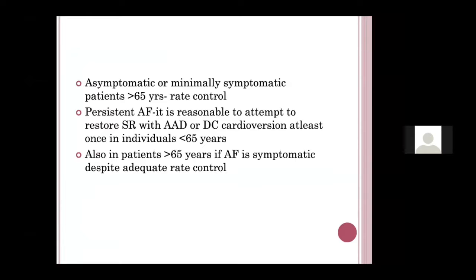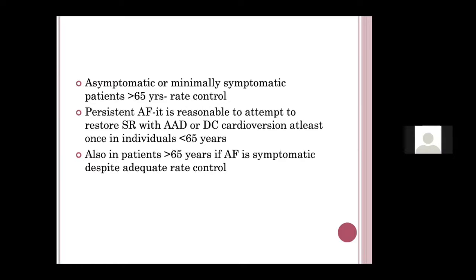Now, which group of patients, what is better? If an asymptomatic or minimally symptomatic patient is more than 65 years, rate control is always better. In young patients, always remember rhythm control is most important. People in their 40s, 50s, it's rhythm control which is very important. If you have persistent AF, it is reasonable to attempt to restore sinus rhythm with either an antiarrhythmic drug or cardioversion at least once if the patient is less than 65 years.